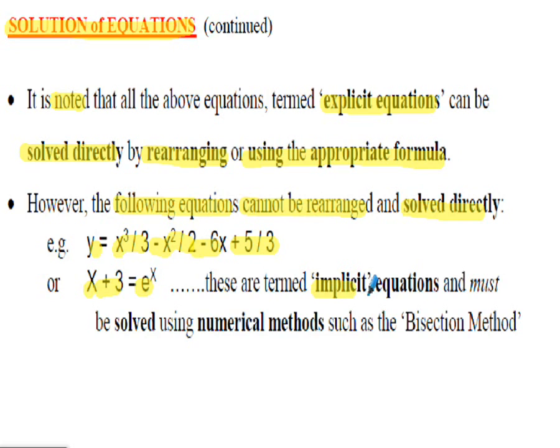These are termed implicit equations and must be solved using what are called numerical methods, and the bisection method is such a numerical method for solving this type of equation, as will be shown on the following slides.